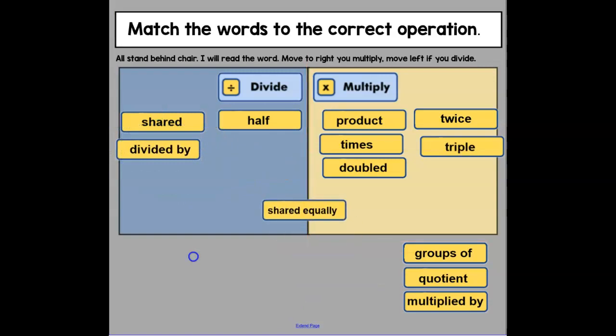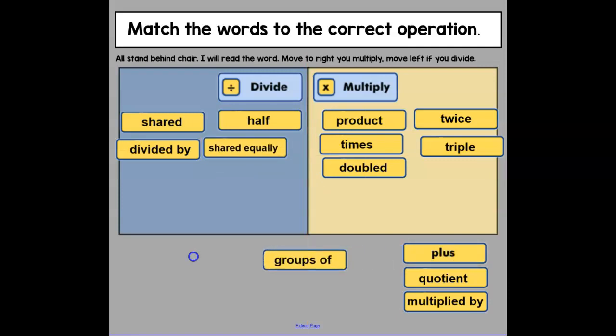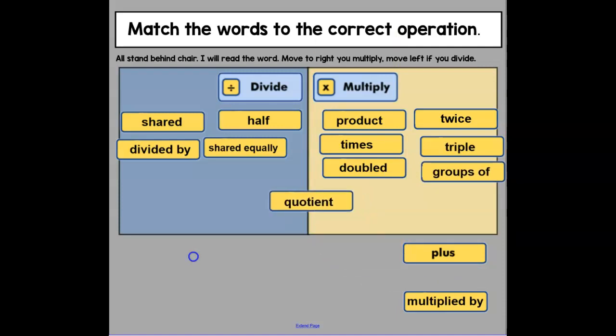How about if it says shared equally? A number shared equally between 3 people. Move right or left. That's going to mean divide. How about groups of? If I said 2 groups of 3, that means 2 times 3. How about quotient? Quotient is the answer when we divide.